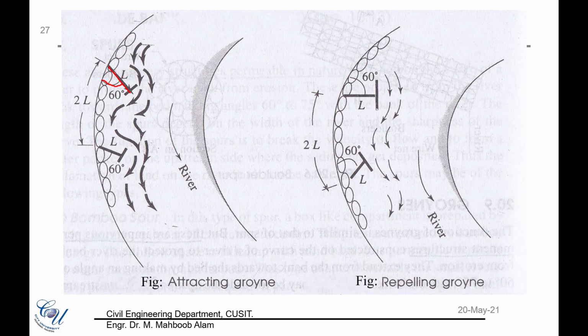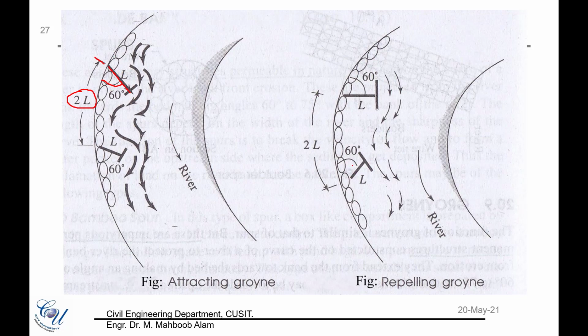If L is the length of this groin, then the spacing between the two groins should be 2L. So this is what is maintained here. The distance between two groins should be 2L, where L is the total length of a particular groin.